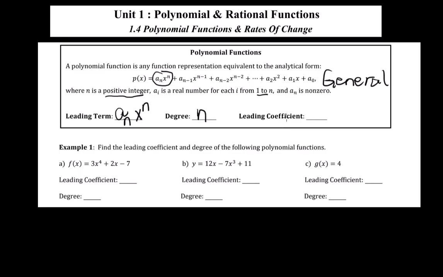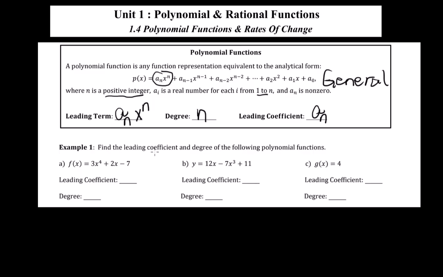What is the leading coefficient? Do not confuse leading coefficient and leading term. The leading term is the entire first term of the highest power, but the leading coefficient is the numeric associated with the highest power term or the variable. As you can see, a sub n is the coefficient of x power n. So the leading coefficient is a sub n.